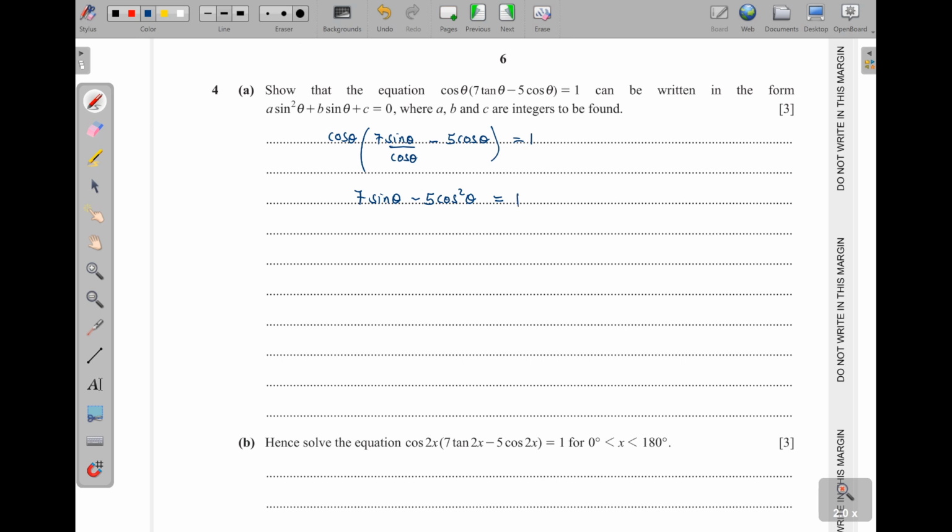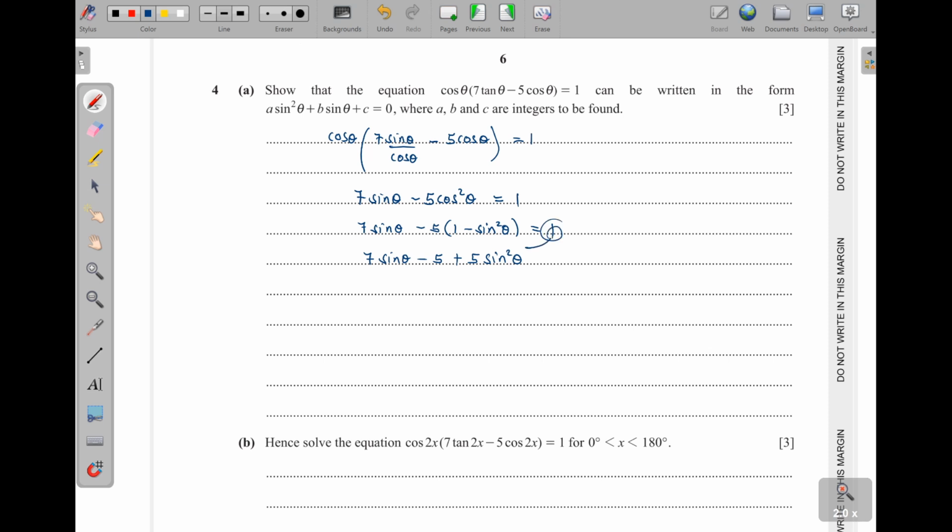Now, using the Pythagorean identity in trigonometry, cos squared theta plus sine squared theta is equal to 1. Since this one is in terms of sine, I will express cosine in terms of sine. So minus 5, here I'll put 1 minus sine squared theta, which is equal to 1. When we open the brackets, this is 7 sine theta minus 5, then plus, because a negative times a negative gives a positive, 5 sine squared theta.